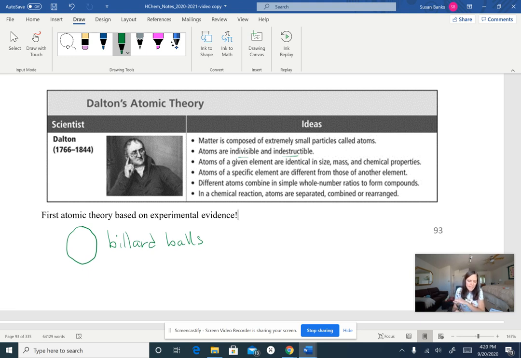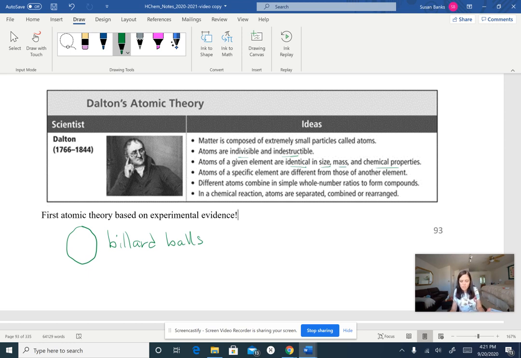Okay? Third idea, atoms of a given element are identical in size, mass, and chemical properties. So I can tell what I have based on its size and its mass, because anything that has the same size and the same mass is going to be the same element. If I have a different size or a different mass, it's going to be a different element. Okay, atoms of a specific element are different from those of another element.